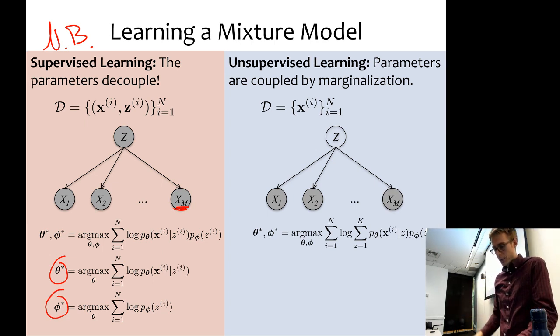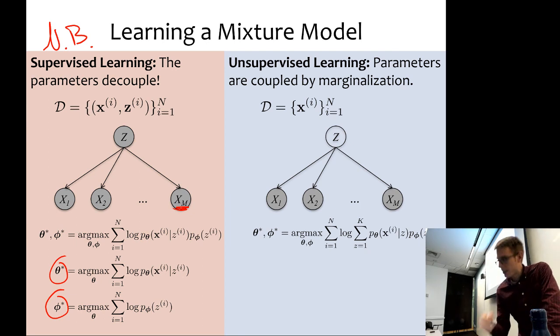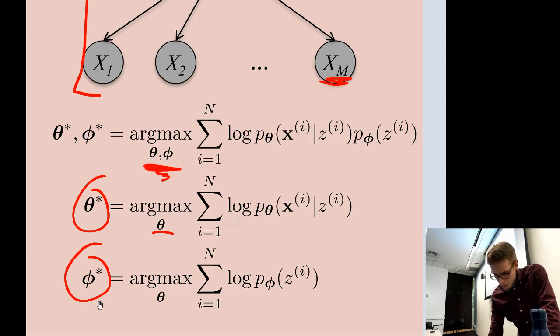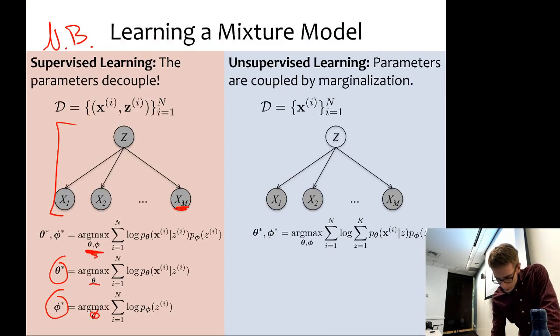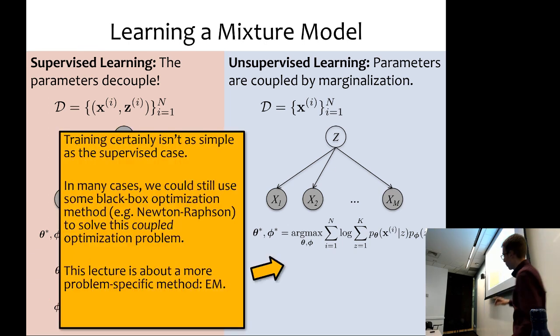So in the unsupervised learning problem, the parameters are actually coupled. You can't actually decompose. So here, this is like the usual supervised Bayesian network training, where we maximize over both theta and phi, but we get separate maximization problems over, oops, that's a typo, over theta and phi. Okay. So in the unsupervised learning setting, these parameters are coupled by the summation over the z.